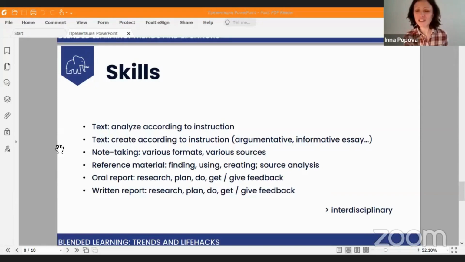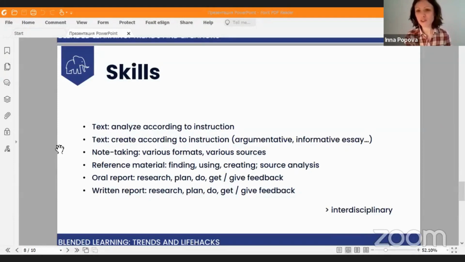Also, we teach them to use reference material. For example, in my subject, I teach them to use dictionaries, different types of dictionaries. When we have some kind of argument, like some student doesn't agree with my point of view, I say, let's check with the dictionary. By the way, they sometimes win. They learn to find, to use, and also to create this reference material.